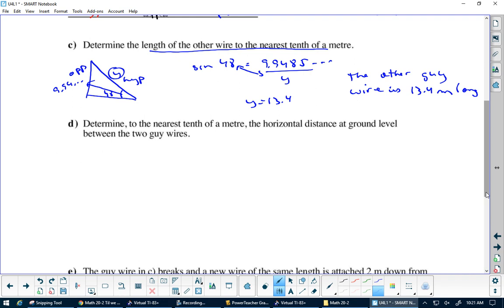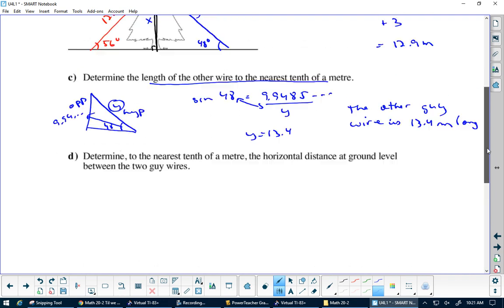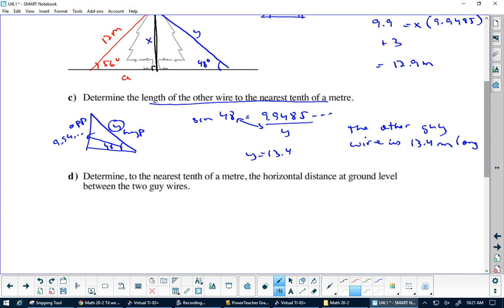Determine to the nearest tenth of a meter the horizontal distance at ground level. So what we now have to do is find A and find B, and we're going to add those together. So this length here plus this length here would give me my entire length. Okay, so if we look at the one triangle, what do we know on this side? This is 56. This is 12. So this is my hypotenuse. This would be my adjacent. So I could just use tan.